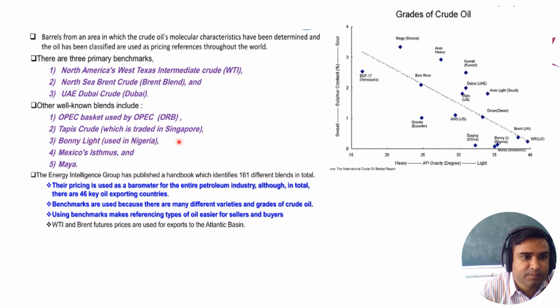Other well-known blends are the OPEC basket, that is the Organization of the Petroleum Exporting Countries, and Tapis crude, which is traded in Singapore. We have Bonny Light that is used in Nigeria. We have Mexico's Isthmus and Maya. These are the benchmarks of the crude oil that are sold around the world with different names, characterized based on the sulfur content and specific gravity or API gravity. The Energy Intelligence Group has published a handbook which identifies 161 different blends in total. Their pricing is a barometer for the entire petroleum industry.